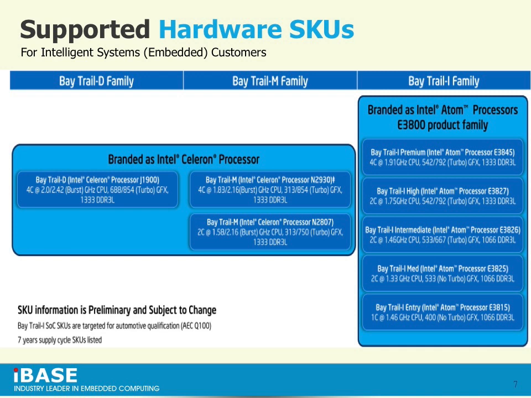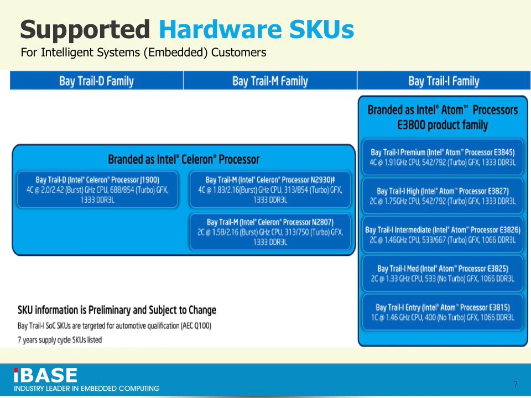So the next slide shows more detail regarding the hardware SKUs from Intel. There are a total of 8 CPUs listed, including the Bay Trail-D, the Bay Trail-M, and the Bay Trail-I. Those 8 CPU models are guaranteed by Intel a longevity of 7 years from 2030 Q4.